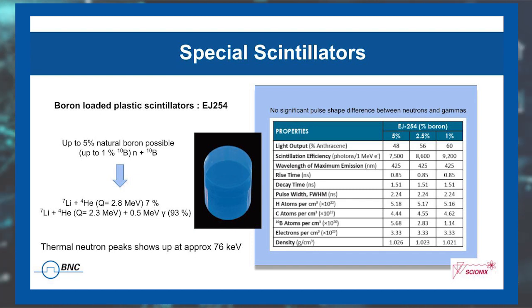Again, here the fast neutrons can be thermalized in the material and then undergo a nuclear reaction with the boron-10. Here are some properties of this material, and depending on your application, this may also be an interesting option. Of course, this blue scintillator can be read out with regular light detectors, photomultiplier tubes or silicon-based solutions.